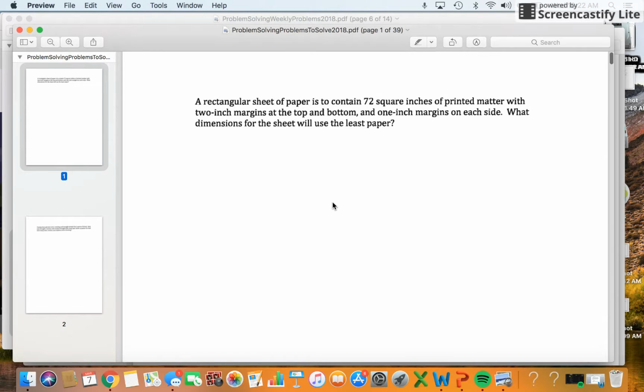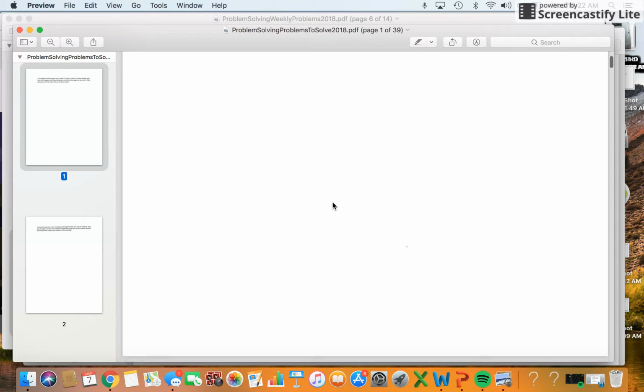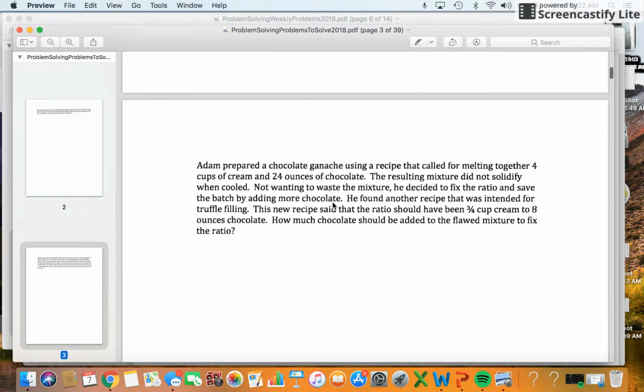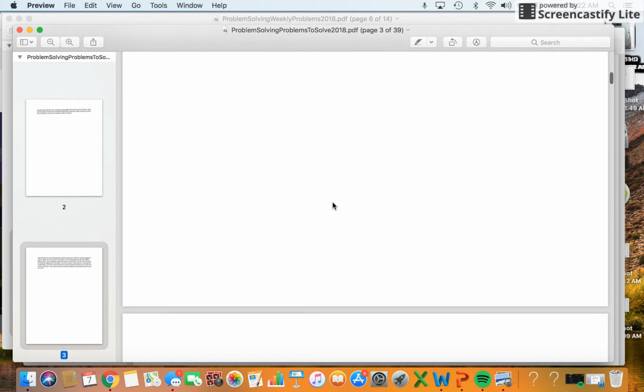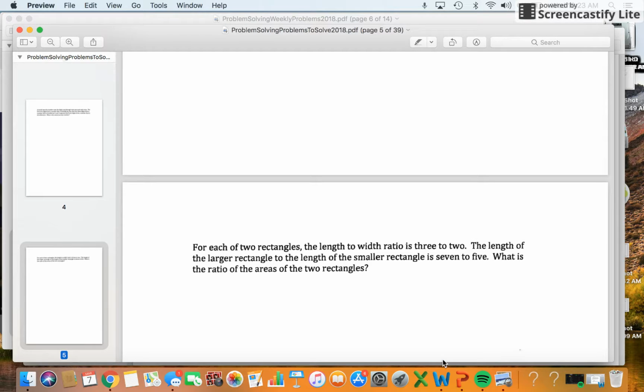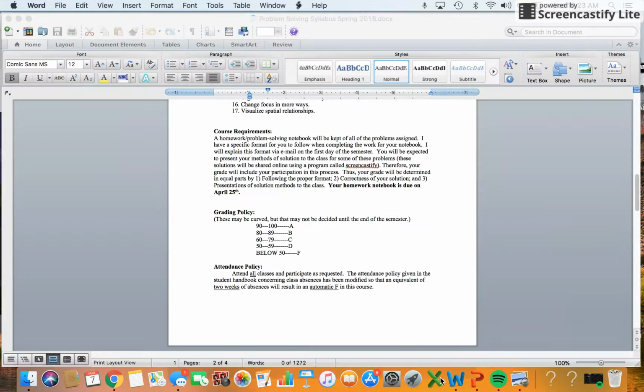25 of these. So you can omit any that you don't want to solve or that you have trouble solving. And these are all due by the end of the semester. I believe I said the 25th in the syllabus. Yeah, by the 25th. All right.